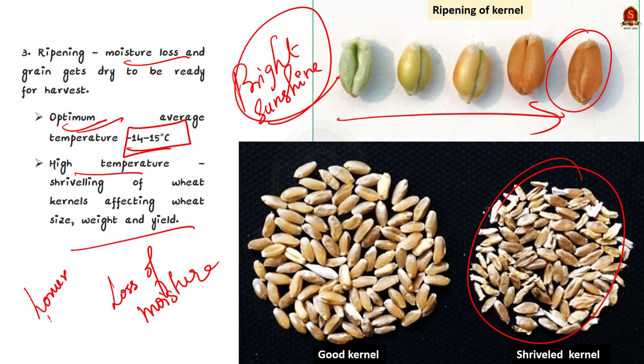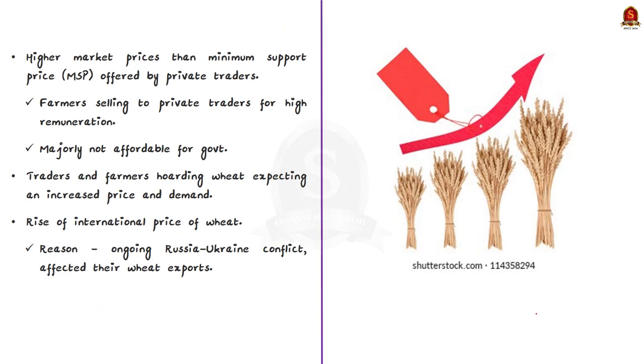So, did the required temperature conditions prevail during March-April 2022 in key wheat producing states? As we saw, the answer is no. Temperature was above 30 degrees Celsius. It resulted in shriveling. Official estimates say that 20% of the wheat grain shriveled. But actual estimates say that a whopping 80% of the crop purchased by the government shriveled. So ultimately, the early summer of 2022 affected the yield.